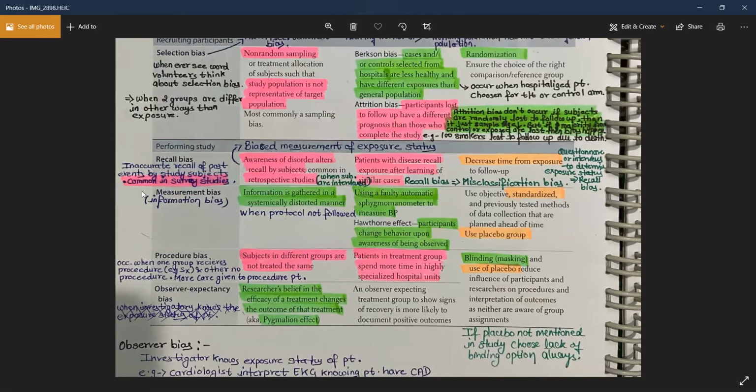Okay, and then the measurement bias. I hope it is clear for all of you, the measurement bias. Yes. Okay, then comes the procedure bias.